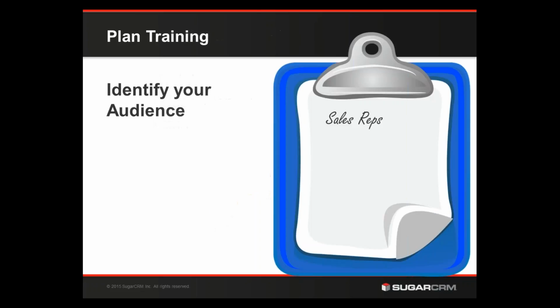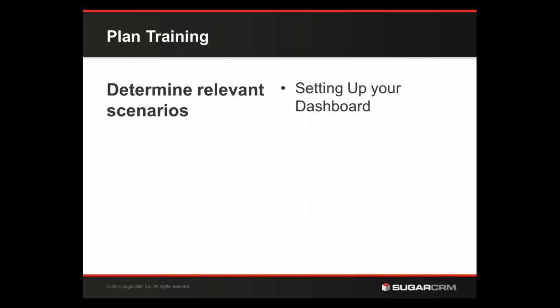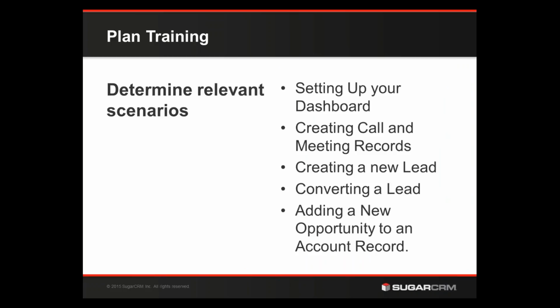So when you plan your training, you identify your audience. If you're just talking about sales, is it just going to be these particular job titles? If you're talking about customer support, are you talking about a customer support rep, their lead managers, executive managers, and directors? Who does that involve? Determine the relevant scenarios. Depending on the group, the scenarios may be different. If you're going to train something, make sure you train it with the scenarios obviously in your organization.